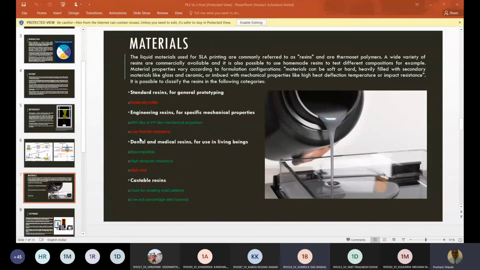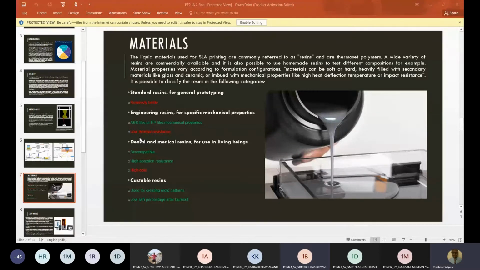For example, we have standard resins, which are used for general prototyping. On the image on the right, you can see how a resin is quite thick. This is standard resin, but the problem is it is relatively brittle, but it is very cheap and easy to handle. Next, as Siddharth said, we have ABS-like or PP-like resins, which have very strong mechanical properties and are impact resistant.